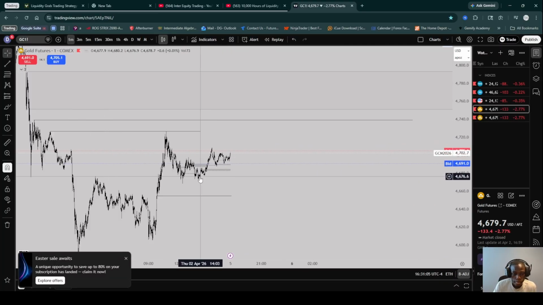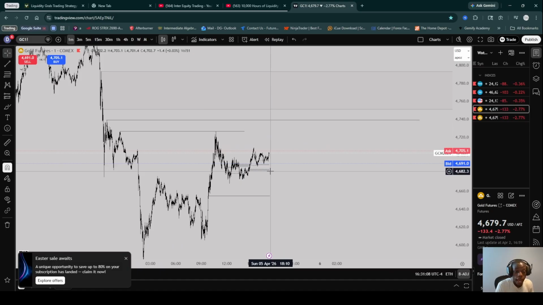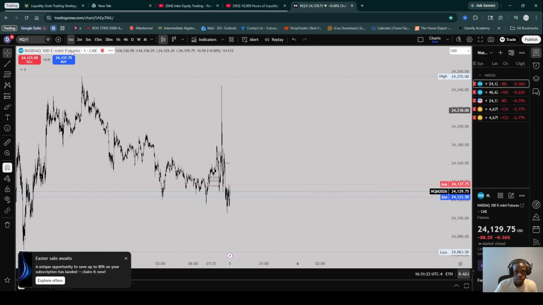So we're gonna go to the super charts. Assets that I trade are NQ, YM, and gold. I also look at the micro version of NQ and YM. Essentially, NQ is NASDAQ 100.